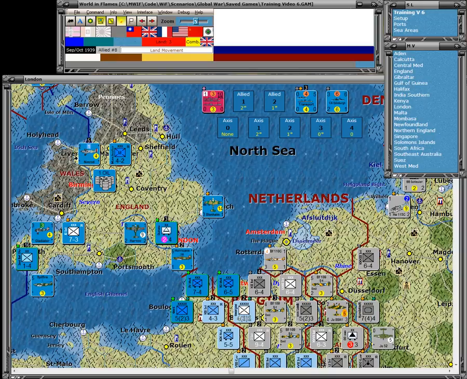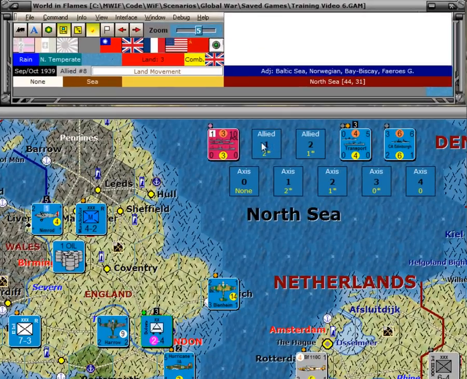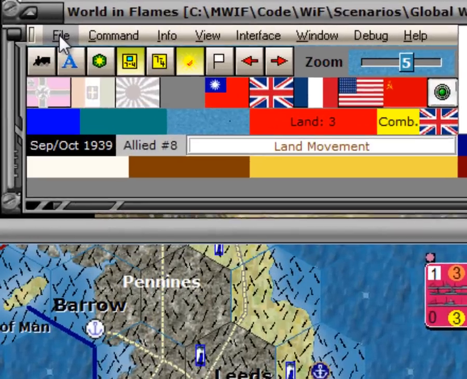Welcome to Chapter 6 of the training videos for Matrix Games World in Flames. This chapter covers the main form, the informational forms, the screen layout lists, and the map view lists. Most of the time will be spent on the main form. I'll start with the standard drop-down menus, and then we'll get into the main form's various buttons and panels.